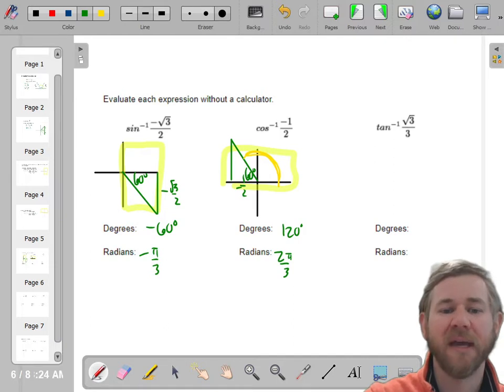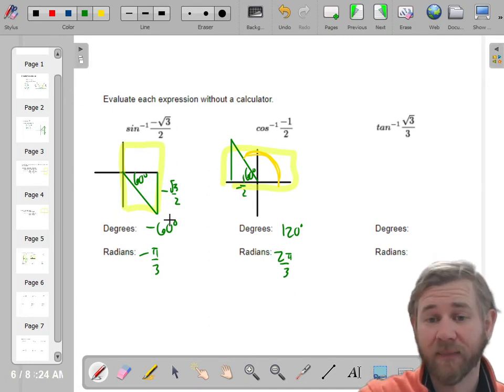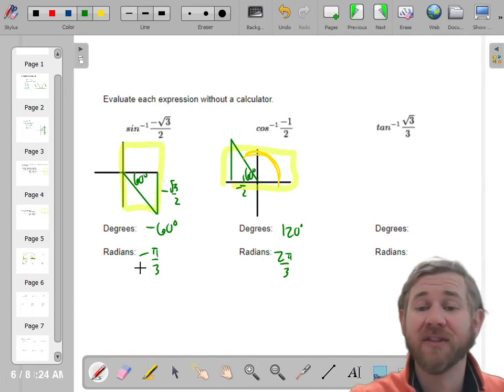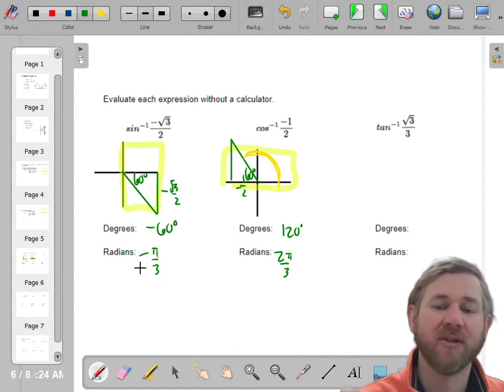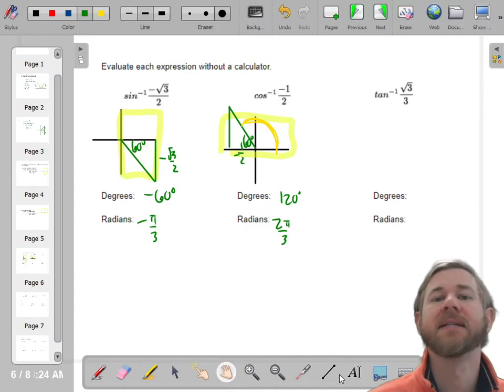So you just have to pick the right quadrant for your answer to come from, and then make sure you know what your answer has to look like. Okay? If you type these in your calculator, these are the only answers you will get, and we're trying to make sure that we understand where they're coming from. Let's do another one. Inverse tangent.